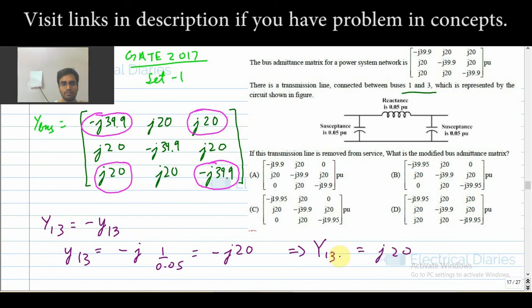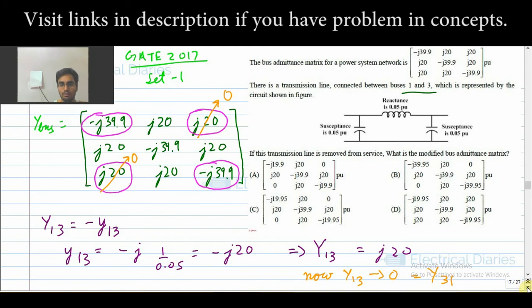So on removal of this line, Y13 will become 0, equal to Y31. So this element goes to 0 and this element goes to 0. Okay, so that is the one thing. Now let us see the second part of this question. Second part means we have to find out what will happen to these elements.